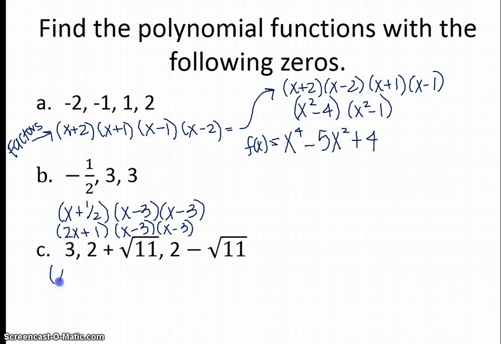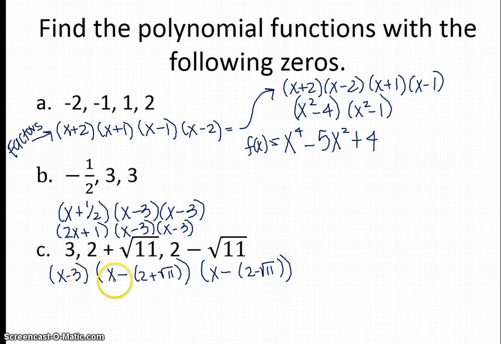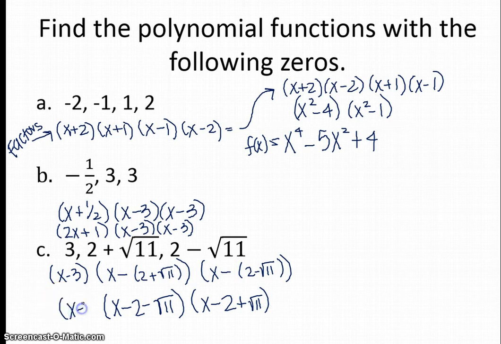Down here, this is going to give me x minus 3, x minus 2 plus radical 11, and x minus 2 minus radical 11. For the second and third one, I need to distribute that negative to make x minus 2 minus radical 11, and x minus 2 plus radical 11. The x minus 3 doesn't need to change. So again, these are my factors, which I will ask you to list out some. You're multiplying them to get your function.